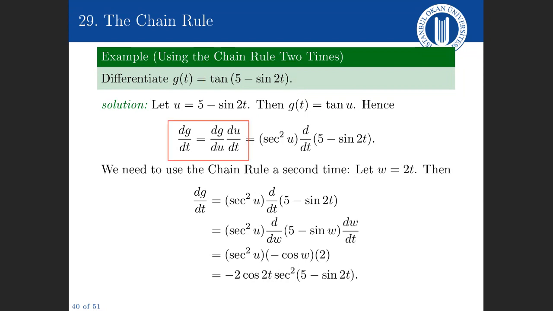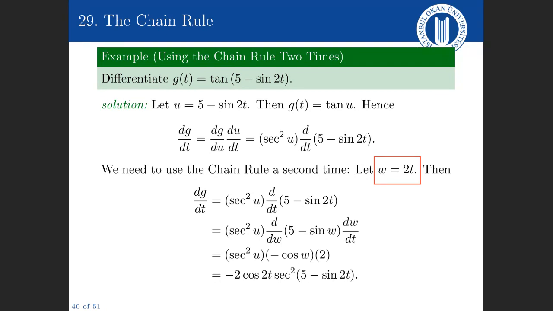We use the chain rule. The chain rule says dg/dt is equal to dg/du times du/dt. dg/du is just sec squared u. du/dt is the derivative of 5 minus sine 2t. Before we can calculate this derivative, we need to use the chain rule a second time. We need to choose a new letter. We've already used u. You can choose any letter that you want. I choose to use w. And I choose to let w be equal to 2t, because then I have 5 minus sine of w.